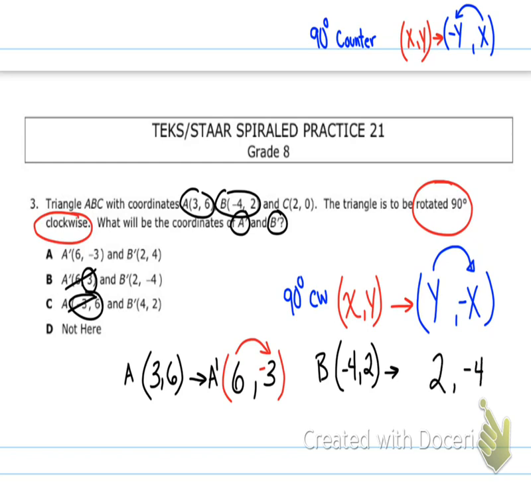Now, make your clockwise arrow, and that clockwise arrow says to make the negative 4 opposite. So what's the opposite of negative 4? In this case, it's positive 4. So my second answer for B prime will be 2, 4. So if I go check my answers, these look good here on top. Both of them work. My answer is A. And there you have it.